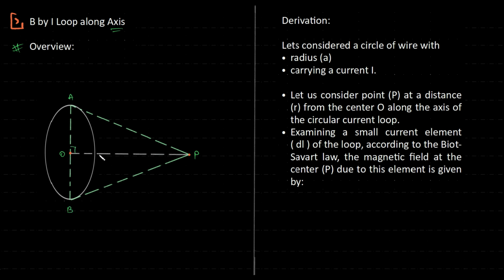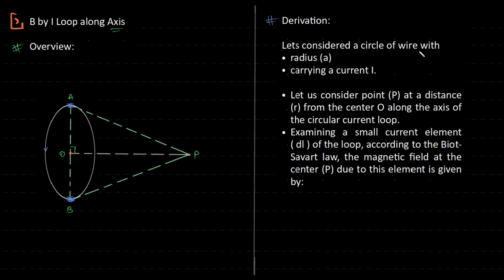Done, that's your axis. Next, we have to figure out how each of these elements, say the element at A and the element at B, and so on, each of the elements that you see on the screen, how does it affect the magnetic field at point P? That's what we are trying to figure out. So how do you do that? First, let's consider the current. Let's look at the derivation.